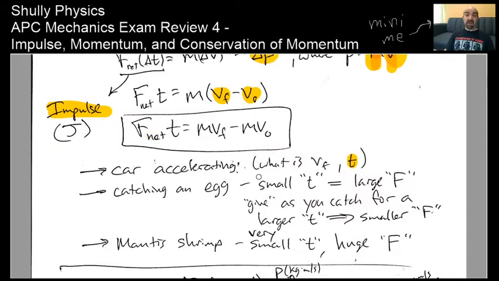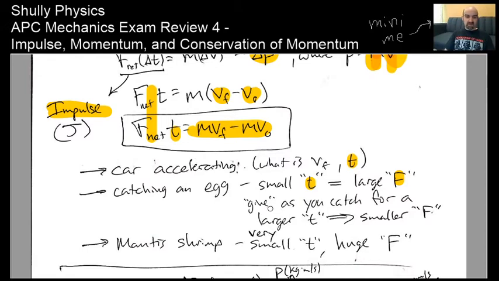Or we could look at catching an egg. If you want to successfully catch an egg that's thrown at you, you need to try to extend that time. So if there's a large time for a change in momentum of an egg, that will produce a small force. What you don't want to do is just reach out and grab that egg, because then it's a very small time for the same change in momentum, and that'll apply a large force to that egg and tend to break that shell. So a small time tends to produce a large force. If you look at this in terms of change in momentum over time, you'll get that inverse proportionality between time and force.